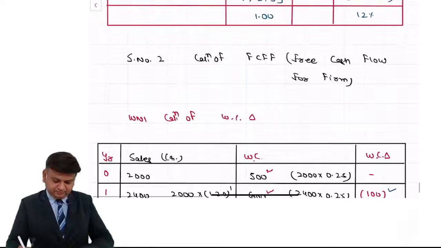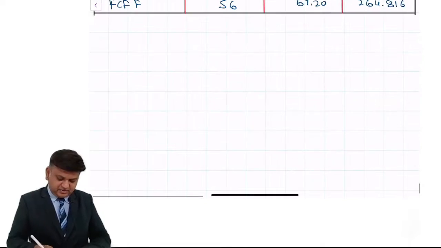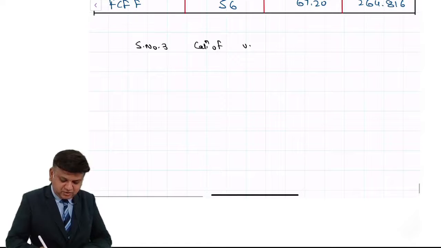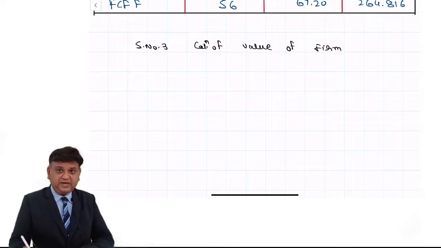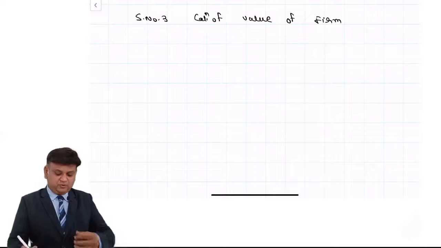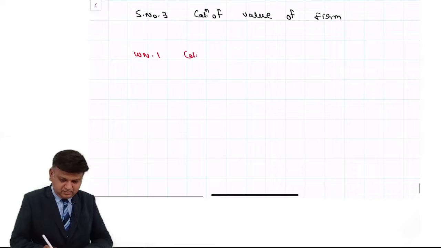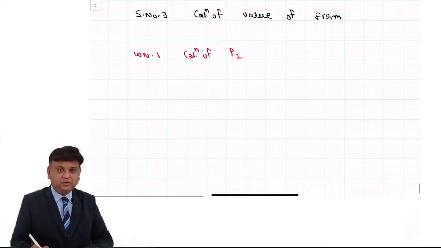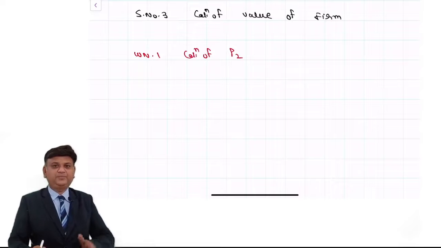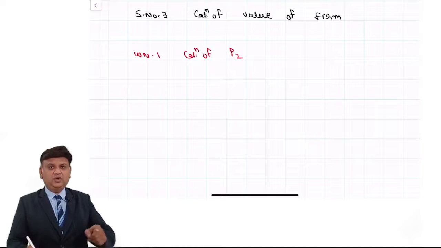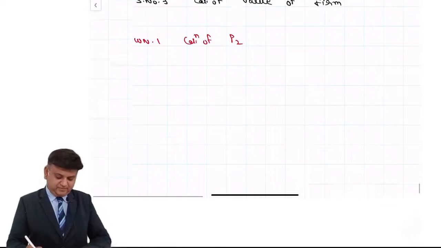Okay. Now, step number 3, calculation of value of the firm. Let us understand how to make the calculation of the answer. In that, working note number 1, calculation of P2. What do we understand with the term P2? End of year 3 onwards for perpetuity, whatever the cash flows that you are going to receive, all of them will be discounted to second year end.